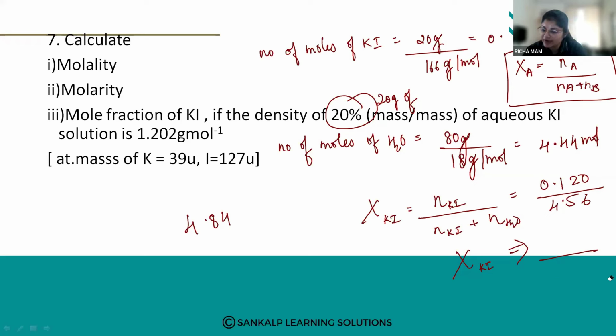Now you do this. 0.120 divided by 4.56. What will be the answer? The answer will be 0.0263. Everybody is getting the answer? Okay, many have answered. Yes, okay, correct. So this is the correct answer. Fine. So like this, we have to solve the problem.